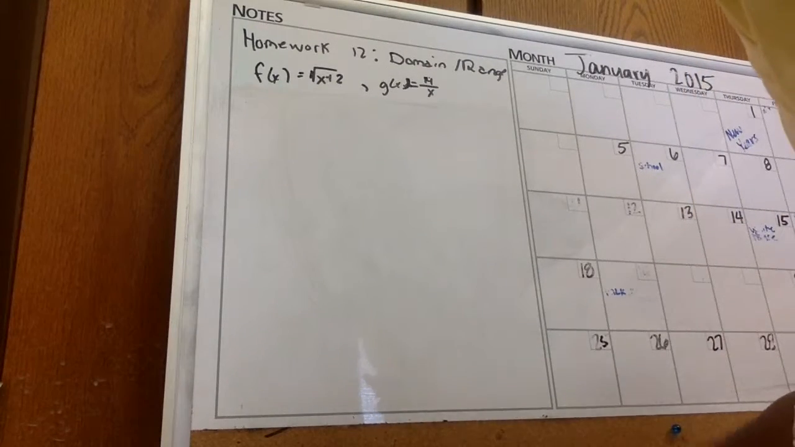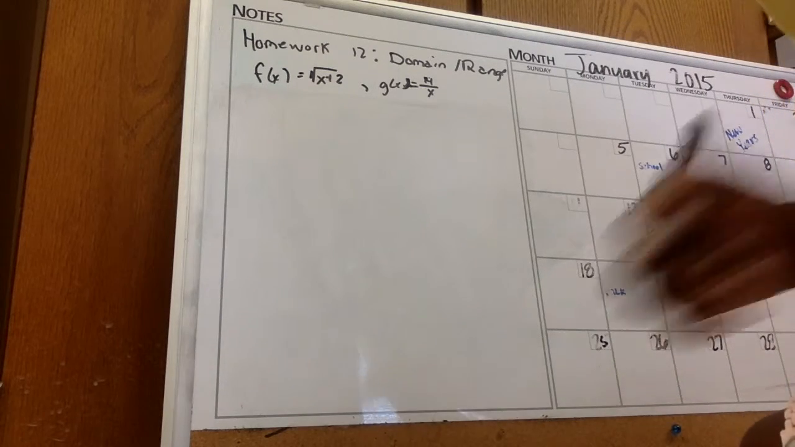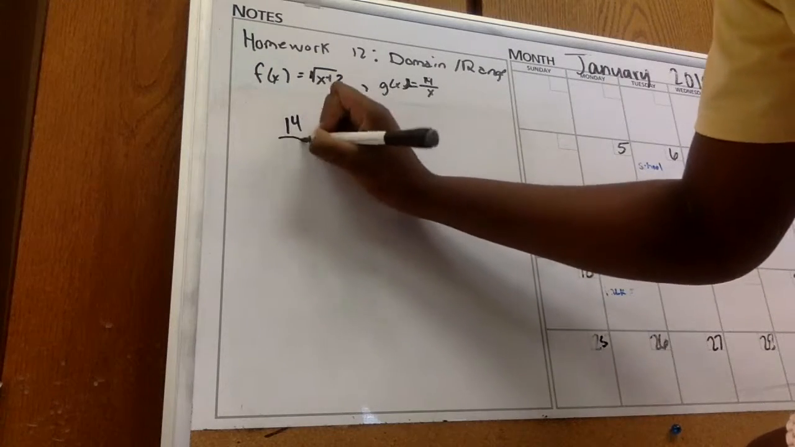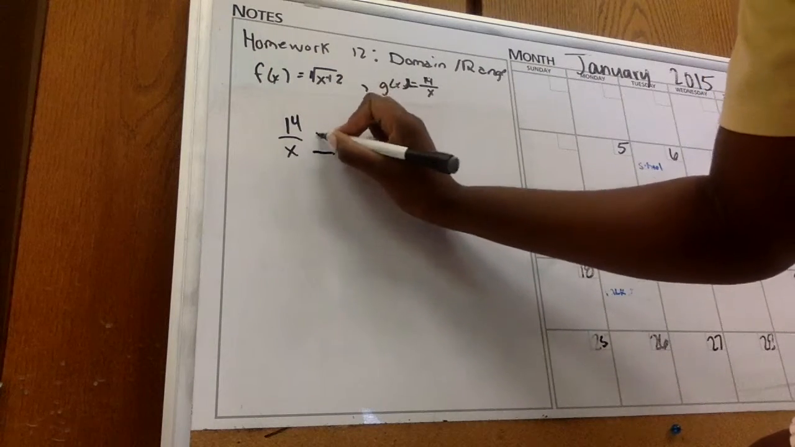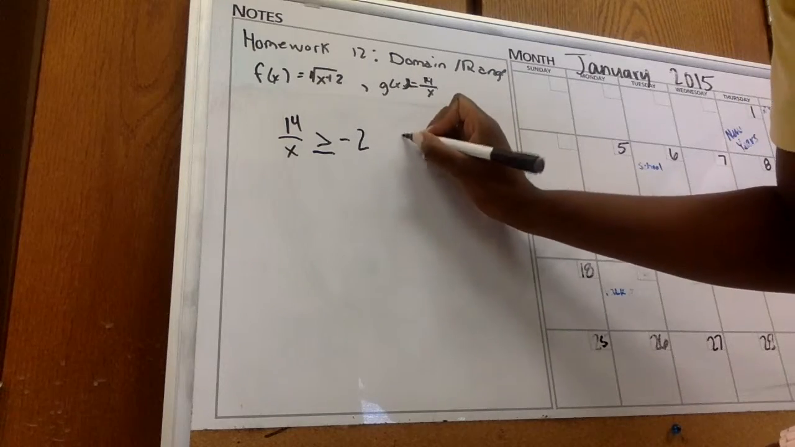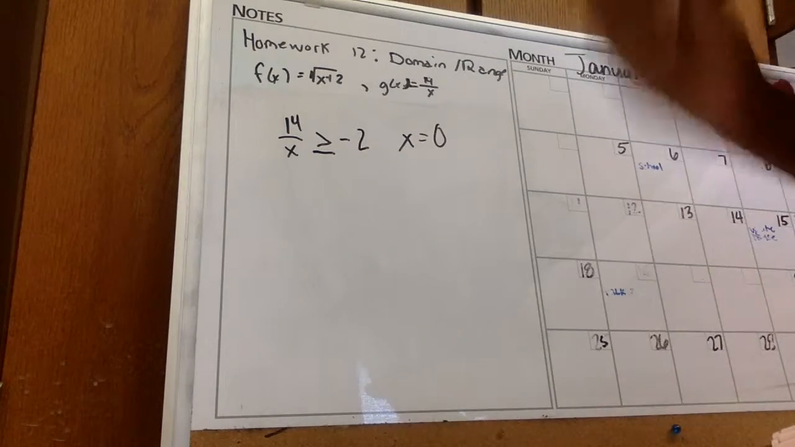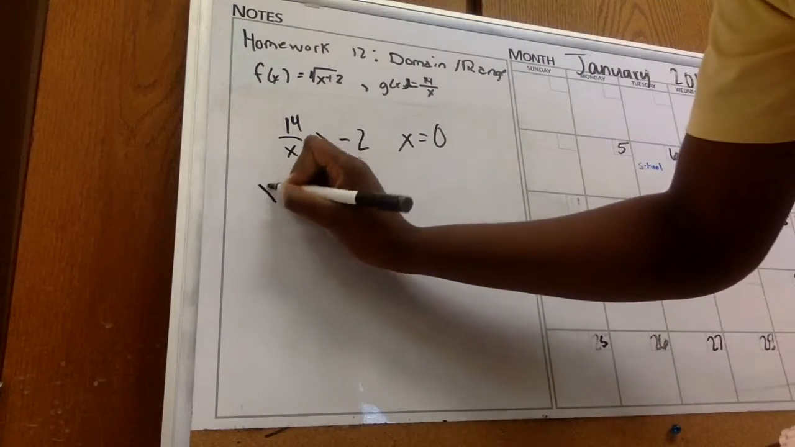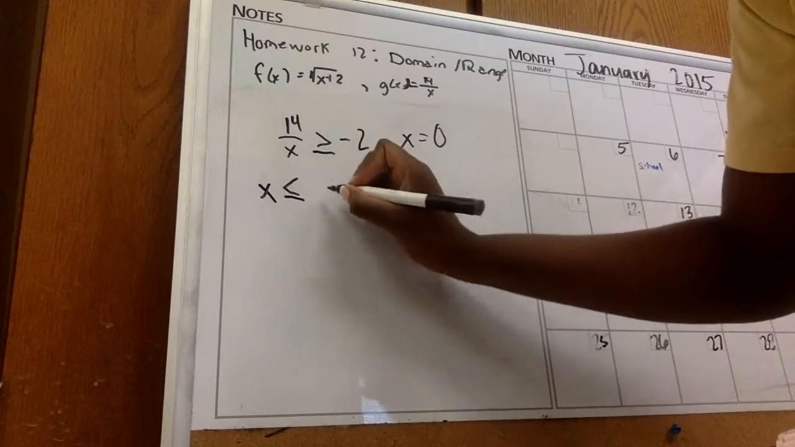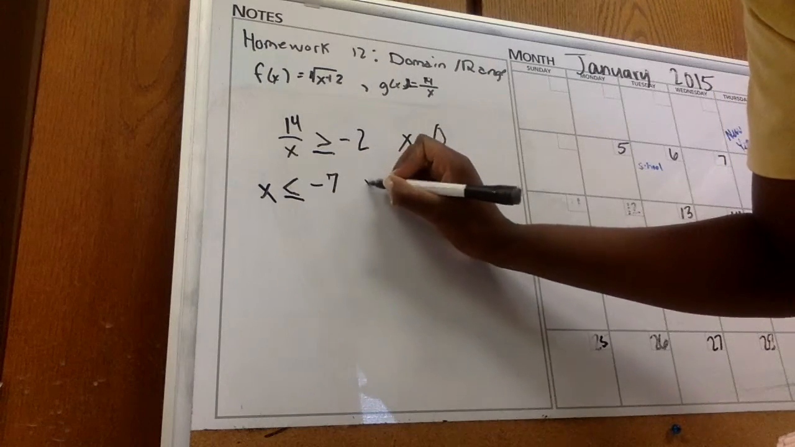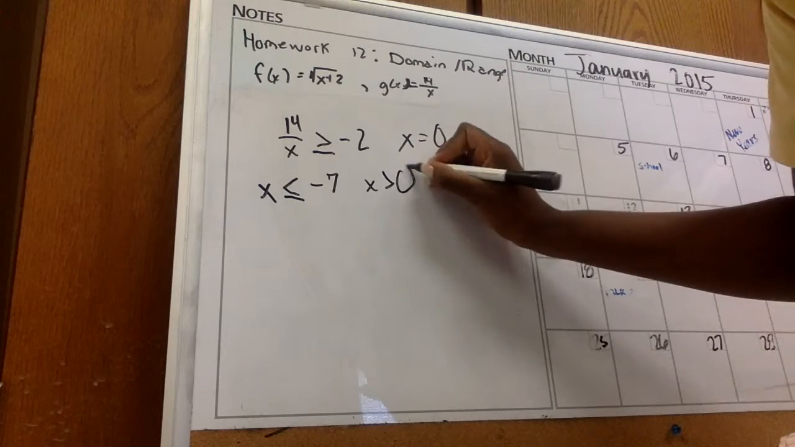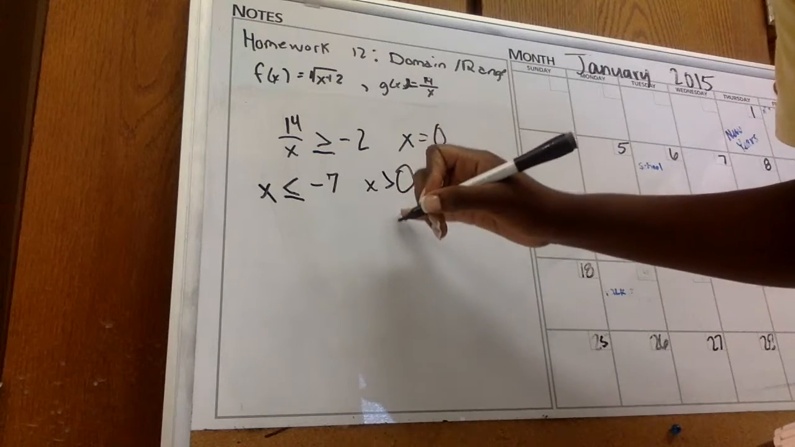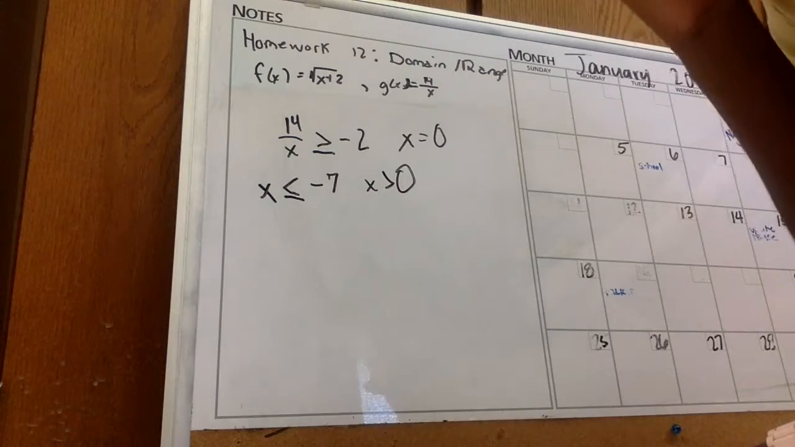So now we're going to solve the domain and range for f of g and for g of f. The domain of f of g is a set that is going to satisfy 14 over x greater than or equal to -2 and x does not equal 0. When you solve this inequality, you end up getting that x is less than or equal to -7 and that x is greater than 0. Now we don't say that x is greater than or equal to 0 because we don't want it to equal 0.